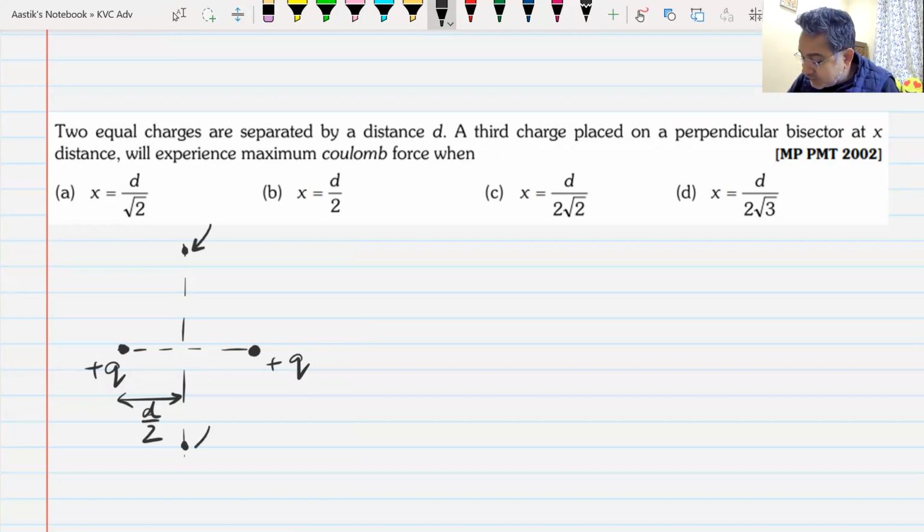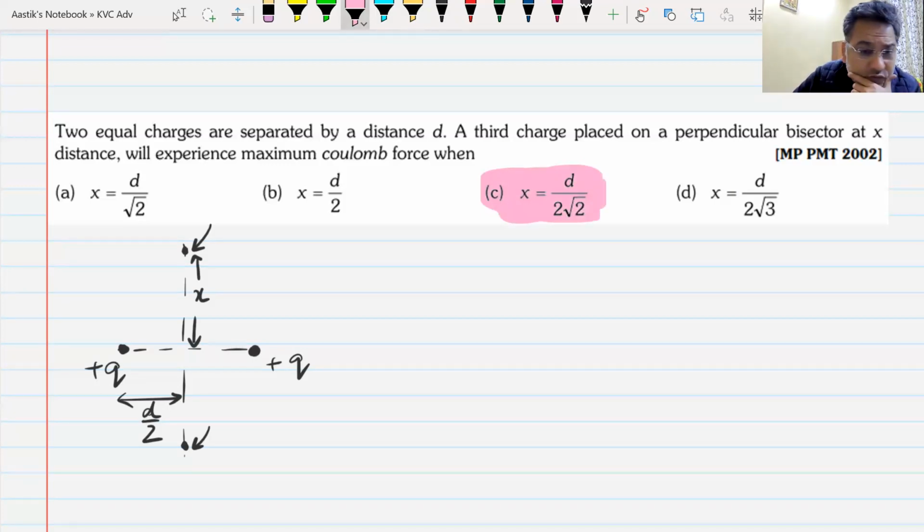So whether it is here or here, there will be 2 points where this force will be maximum. You can write this distance as x, find out the net force and differentiate it with respect to x, and you will get the final answer. Forget about this. The answer in this case, if this question comes, is d by 2 root 2.